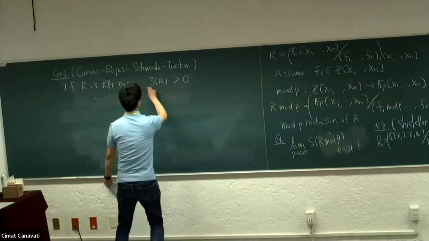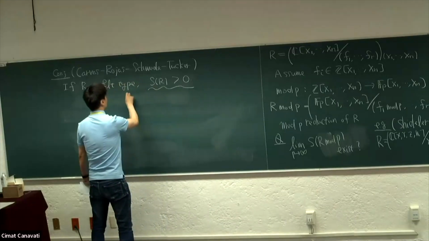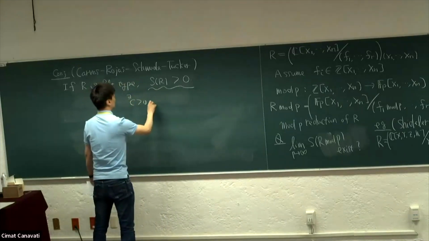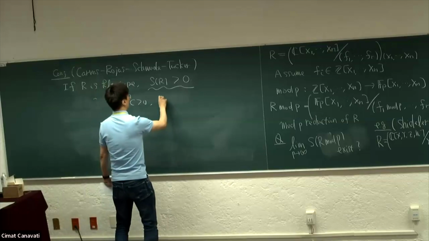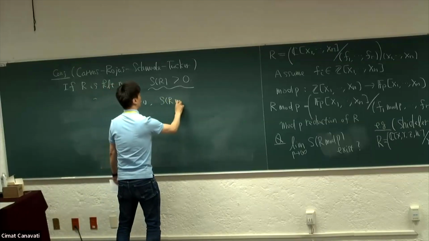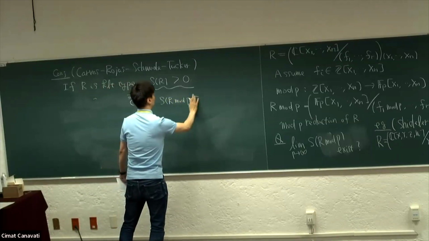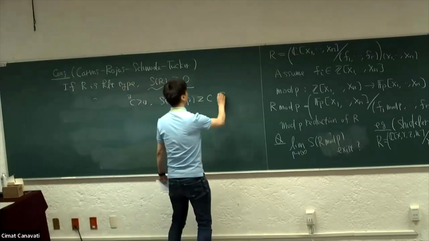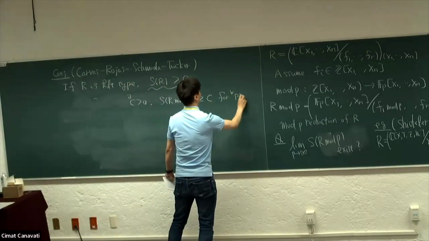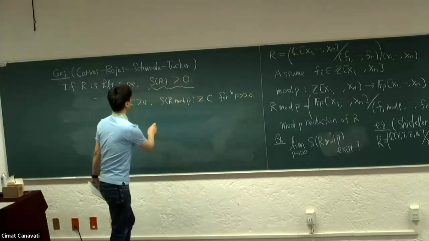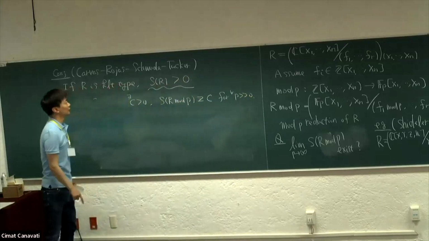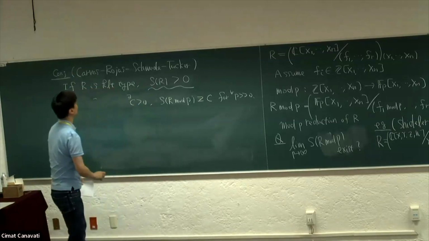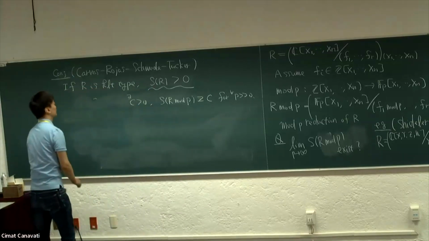This means there is a positive constant c such that the F-signature of the modulo p reduction of R is greater than or equal to c for sufficiently large p. So this means the uniform positivity of F-signature.